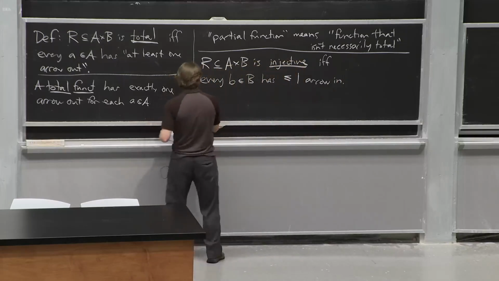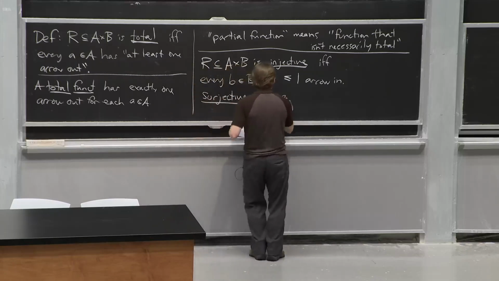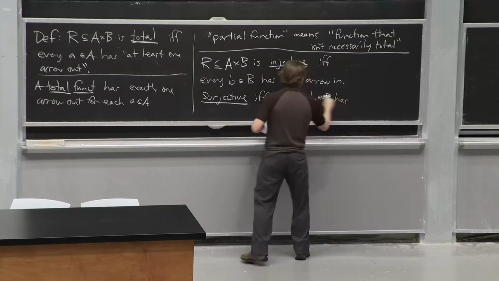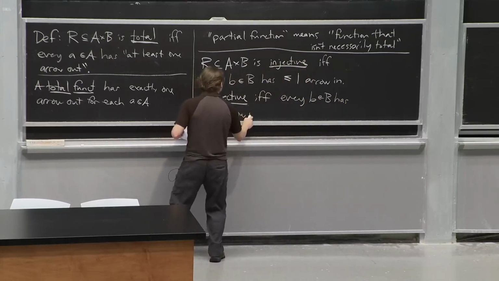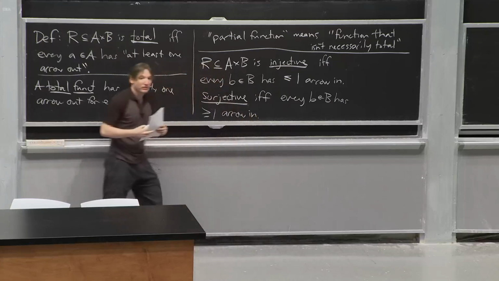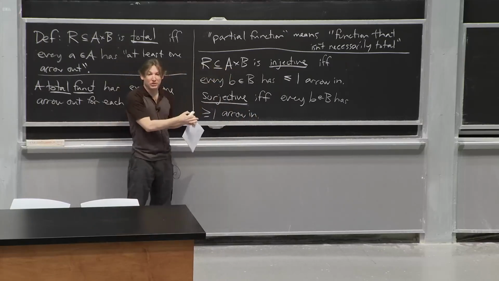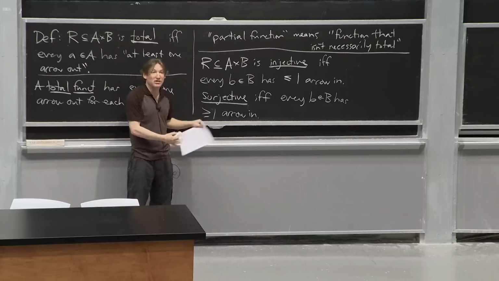And we'll call it surjective if and only if every b in B has at least one arrow in. So injective means you never hit the same thing twice. Surjective means you hit everything, possibly more than once.